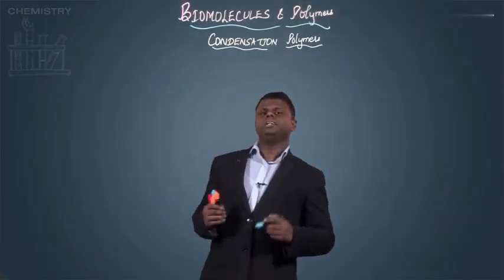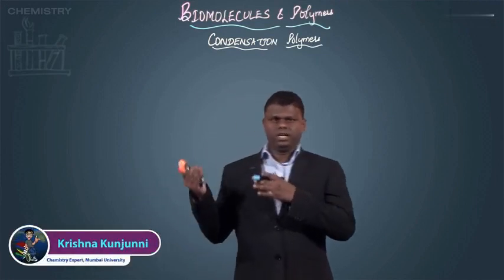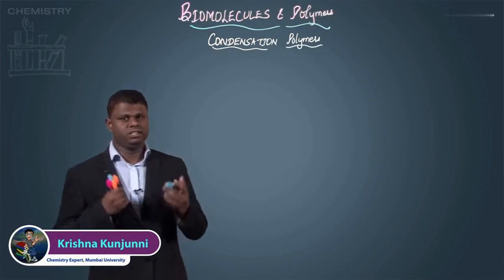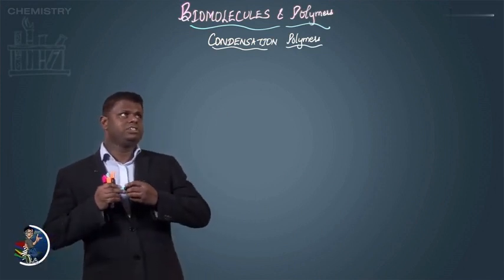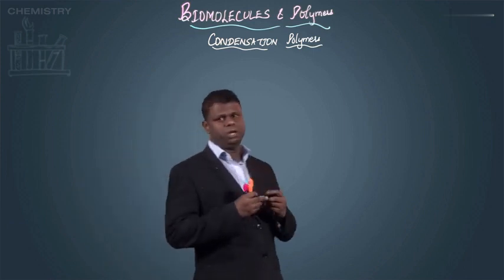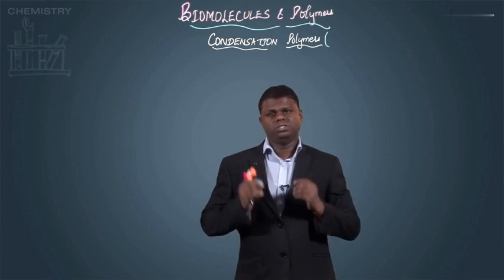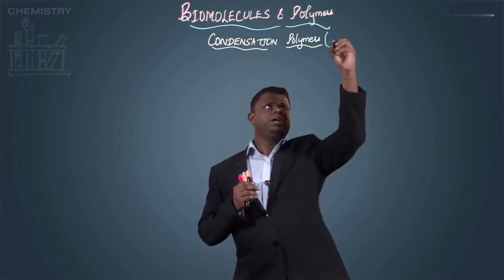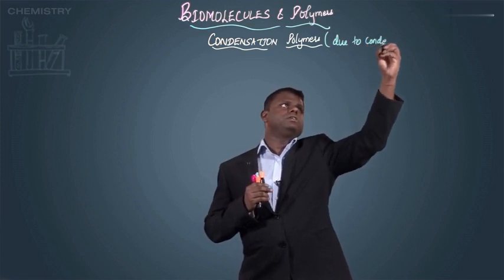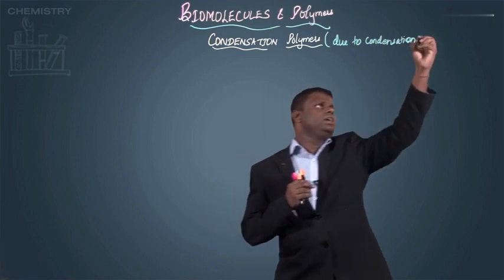Okay, now we have already studied the addition polymers, and we discussed different polymers in detail, like polythene and polypropylene. Now let's have the structure of a few condensation polymers. What exactly do we mean by a condensation polymer? Condensation polymers are those polymers which are obtained due to condensation reactions.